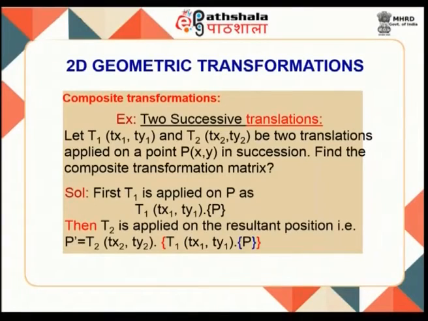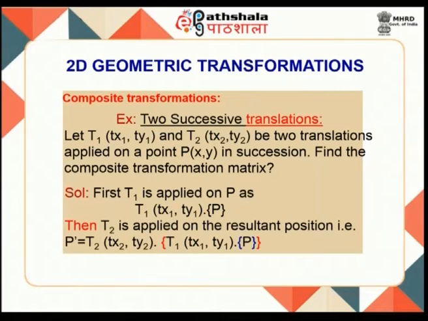So, let us look at the first example that talks about a composite transformation. The example is about 2 successive translations. Assume that you have to perform 2 successive translations, that is, a translation and again a translation. Let T1 be the first translation with the components Tx1, Ty1, and let T2 be the next translation with Tx2 and Ty2. Now a point P is there on which these 2 translations are applied in succession. What will be the end coordinates?